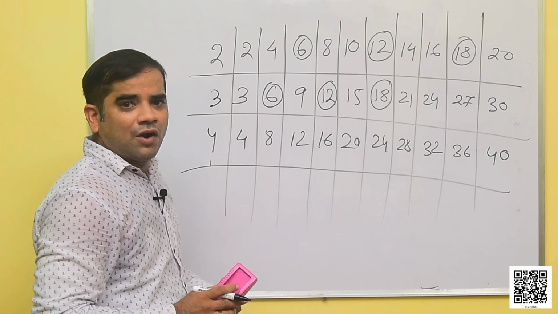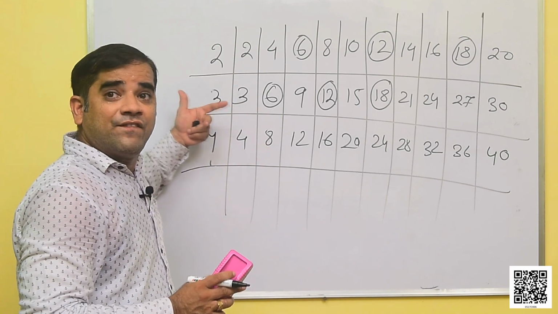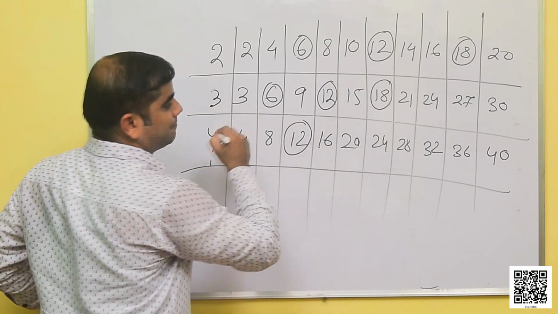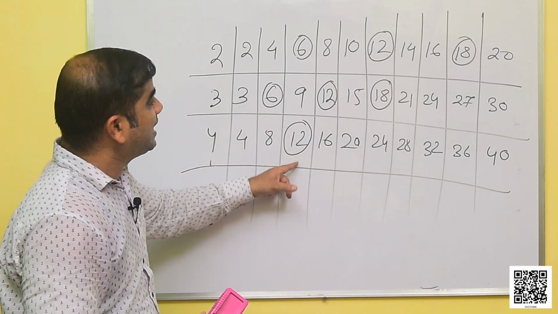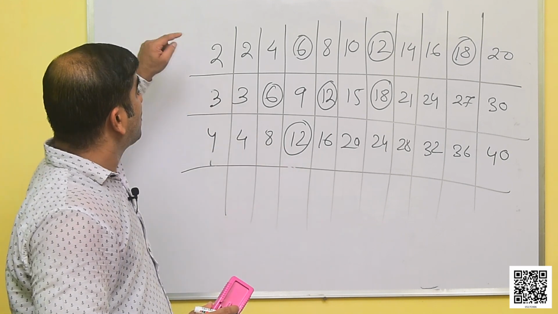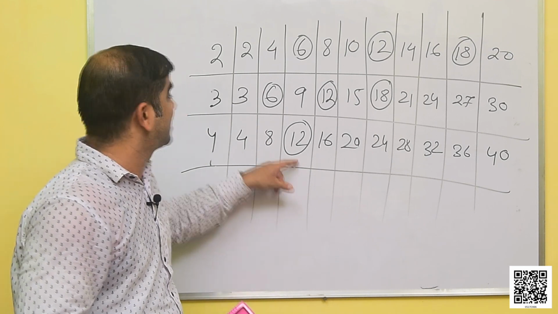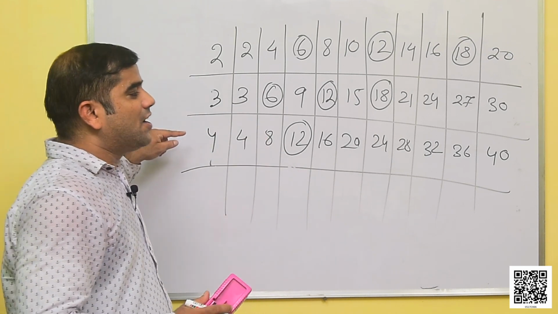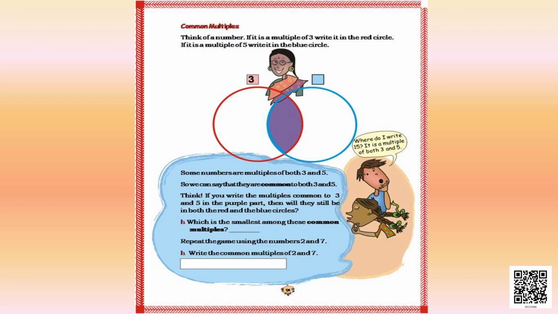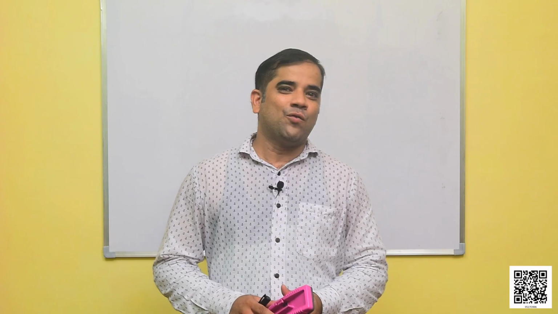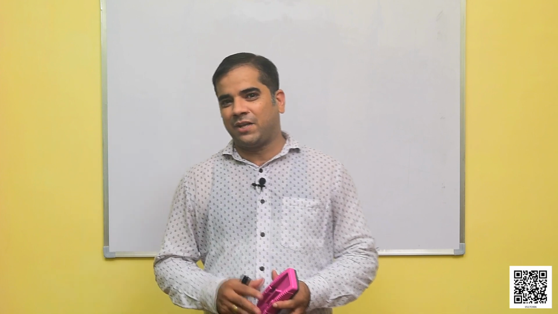Let's check for 4 whether it has any common multiple. Okay, we have 12 over here as well. So this 12 is a common multiple of 2, 3 and 4, and 12 has common factors 2, 3 and 4. Clear, students? We have now gone through the book up to common multiples and we have played a game. And your next class will cover the rest of the chapter.